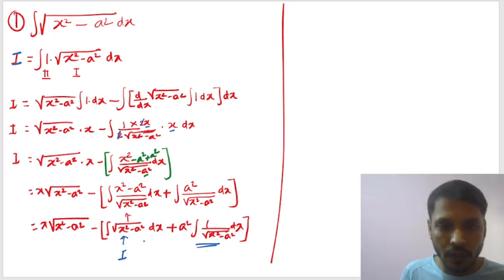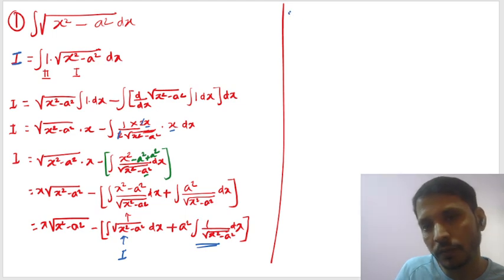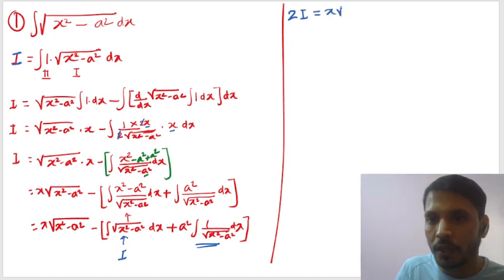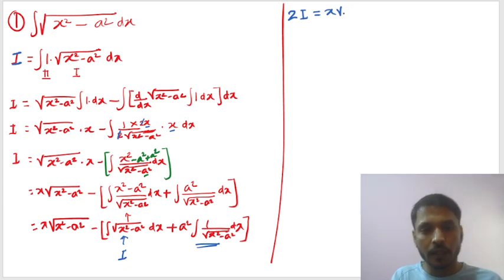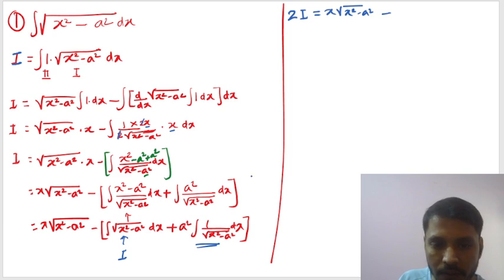Here it will become, and there is a minus sign, so because of that this will become minus I. So I minus (minus I) will become 2I. 2I is equal to what? 2I is equal to x under root of x square minus a square, correct? Since we have taken this first term, now the second term we have here with the minus sign.